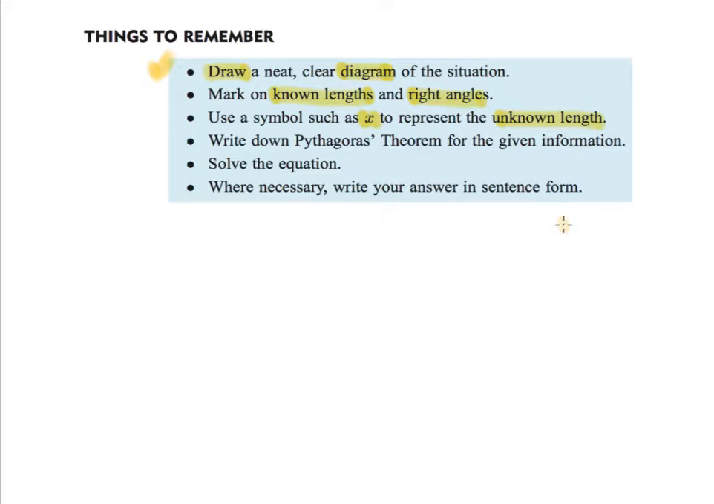Since we're dealing with right triangles in this section, write down the Pythagorean theorem for the given information. So use Pythagorean theorem to solve for one of your missing unknowns. Then solve the equation, and finally write your answer in sentence form. If your problem has units of measurement, make sure you include units of measurement in your answer.